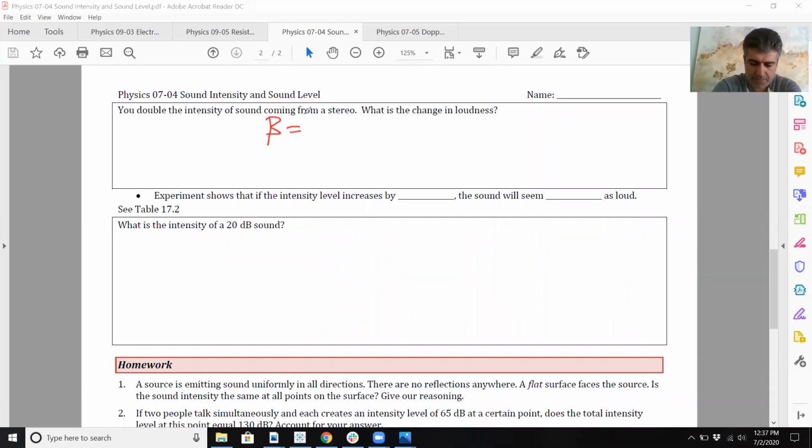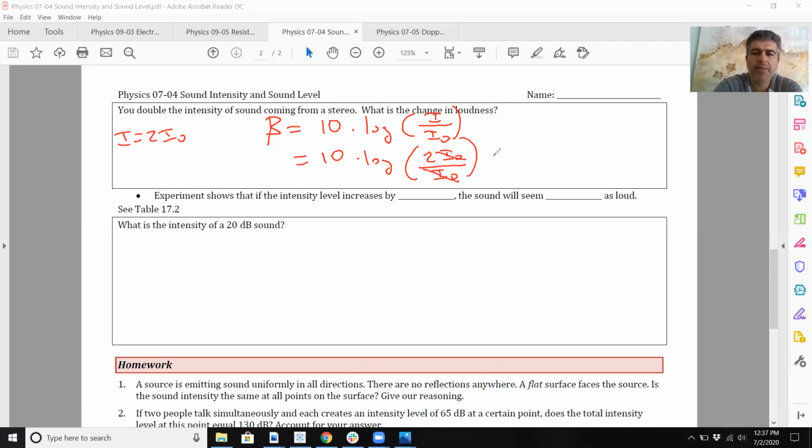So beta equals 10 decibels times log of I over I0. And if you double the intensity of sound, then I equals 2 I0. And those cancel. So 10 times log of 2, and use a calculator.